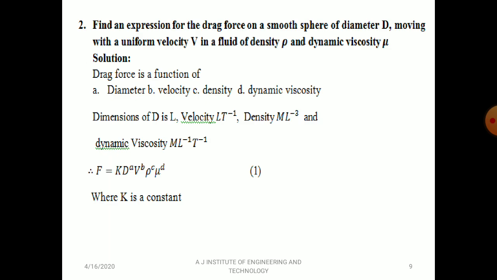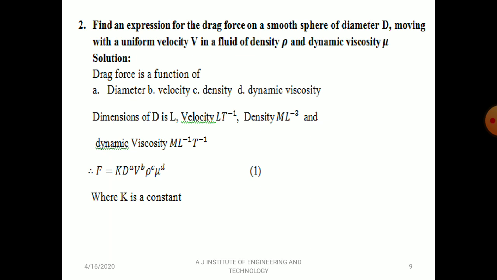Now let's go for a very important second problem. Find an expression for drag force on a smooth sphere of diameter d moving with uniform velocity v in a fluid of density rho and dynamic viscosity mu. Solution: drag force is a function of, first one is diameter, second one is velocity, third one is density, and fourth one is dynamic viscosity. So it is clearly mentioned in the problem. Drag force is a function of diameter, velocity, density and dynamic viscosity.